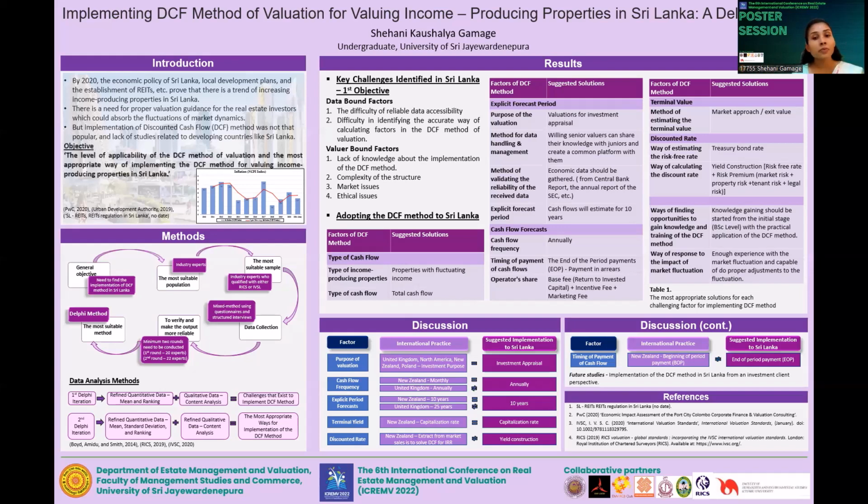When it comes to cash flow frequency, in New Zealand they are using monthly cash flows, which is somewhat different from the Sri Lankan practice. But in the UK, they are using annual cash flows, which is equal to the Sri Lankan practice. And for the explicit forecasting period, in New Zealand they are using 10 years, which is equal to the Sri Lankan context. But in the UK, they are using 25, which is different from the Sri Lankan context.